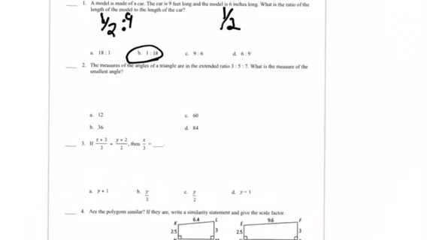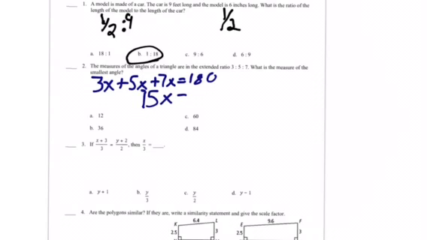Looking at number 2, we've got the measures of the angles of a triangle. They're in the extended ratio 3:5:7. We want to know the measure of the smallest angle. The way I think of those is I think of it as the ratio being like 3x plus 5x plus 7x equals 180. And so then I just add the x's together. We get 15x equals 180. And then we just divide by the 15 in order to find x, which is 12.